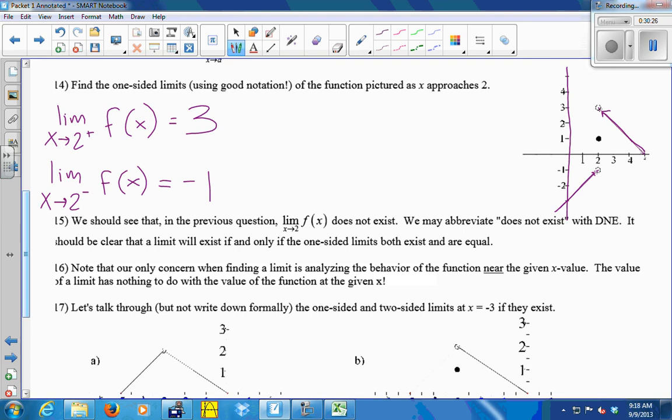So we should see that in that question, the limit as x approaches 2, if I don't define what side I'm coming from, doesn't exist. It approaches 2 different values from the left and the right. So we say that that limit does not exist, which we often abbreviate with DNE. Okay. So it should be clear that a limit will exist if and only if the one-sided limits both exist and are equal.